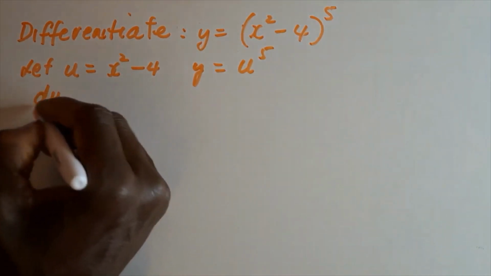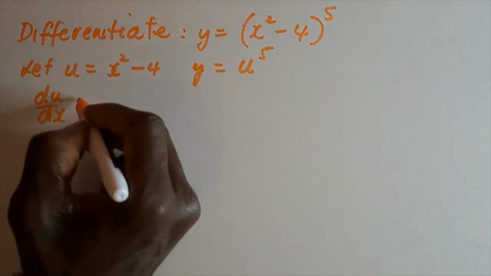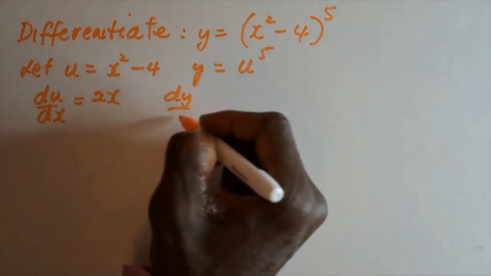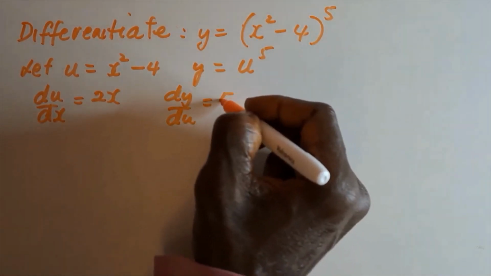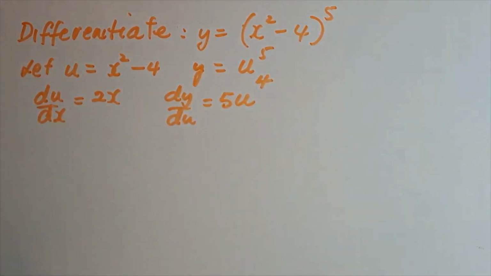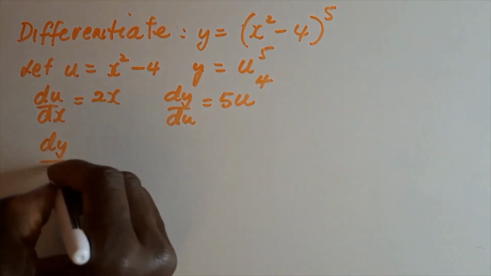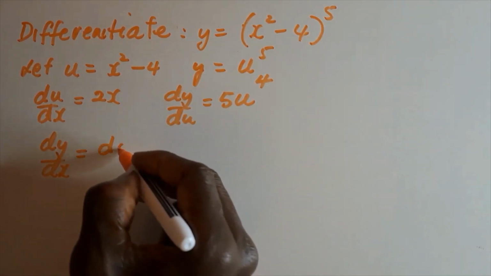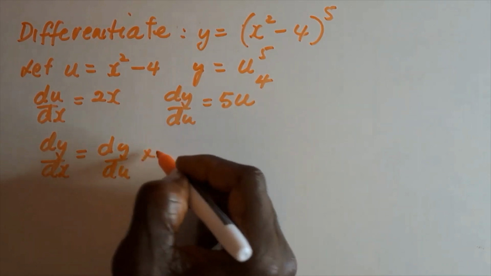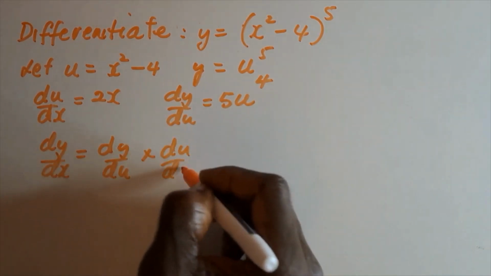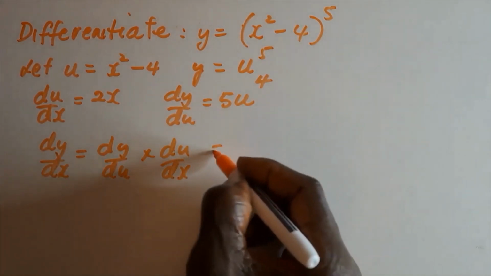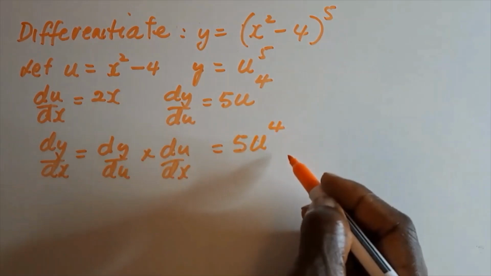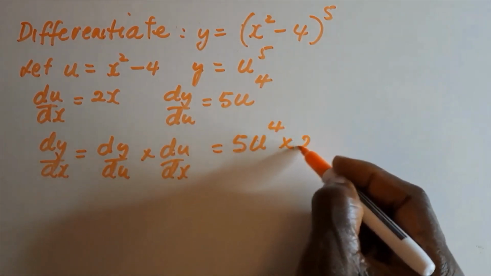So du dx, we're differentiating this, is equal to 2x, and dy du is 5u raised to the 4th power. So dy dx is equal to dy du times du dx. dy du is 5u raised to the 4th power, and we're multiplying this by 2x.